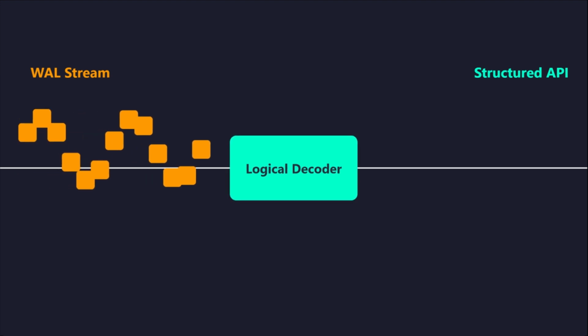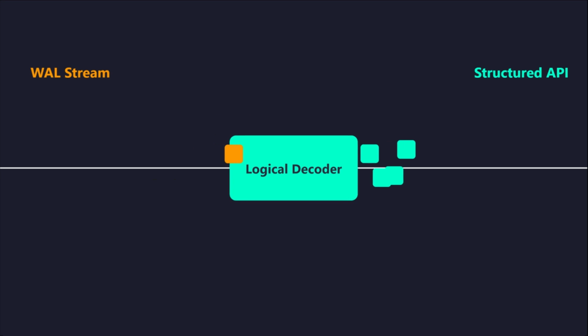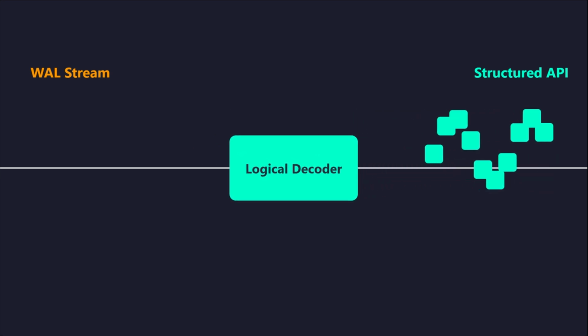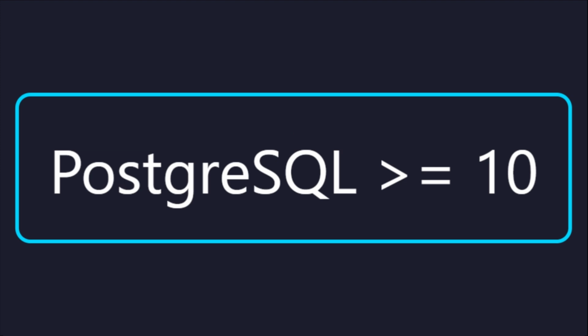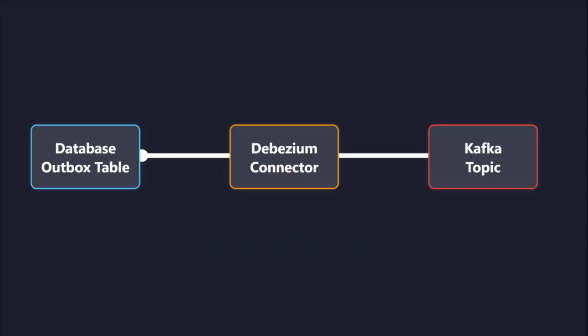Logical decoding allows you to extract these low-level changes and convert them into a structured format that external applications can consume through a standard database connection using a logical replication slot. The pgoutput plugin is the standard logical decoding output plugin for Postgres versions 10 and higher, designed specifically to support high-performance streaming of table changes to replication consumers.